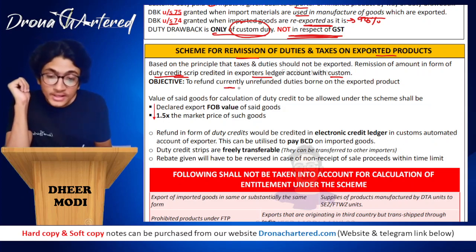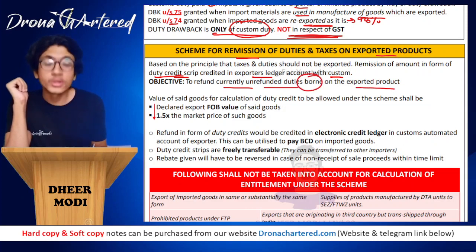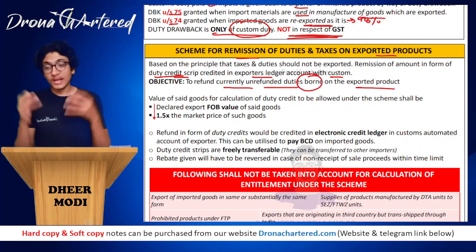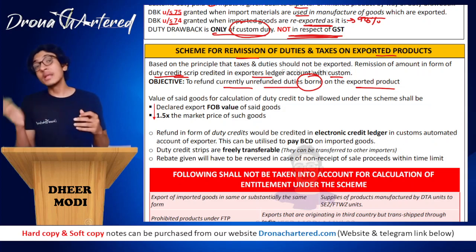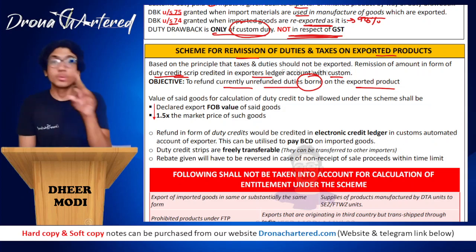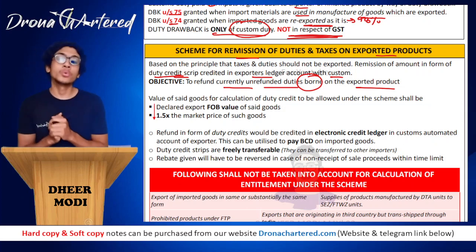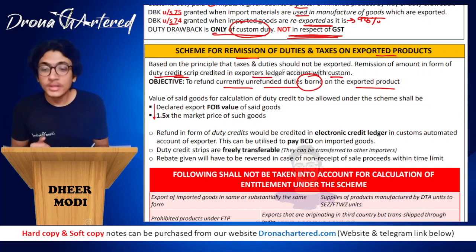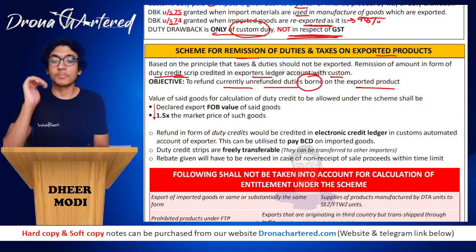The objective is to refund currently unrefunded duties borne on the exported product, because this exported product will have certain inputs which might have been imported, on which duty might have been paid. However, since these are being exported, the government does not want the duty on this, therefore we are giving it back to you in the form of a duty credit scrip.